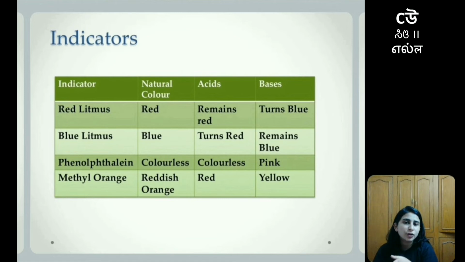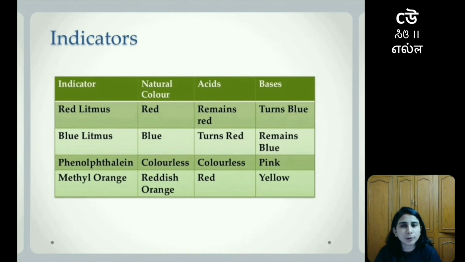Like, how is their natural color? What will happen when acid comes in contact with these indicators, and what will happen when bases come in contact with these indicators? So red litmus paper is obviously red in color. Naturally it is going to be red in color. When it comes in contact with acid, it will remain red, but when it comes in contact with bases, it will turn blue.